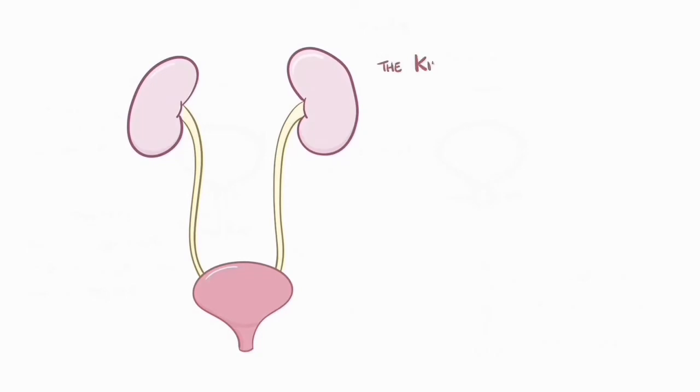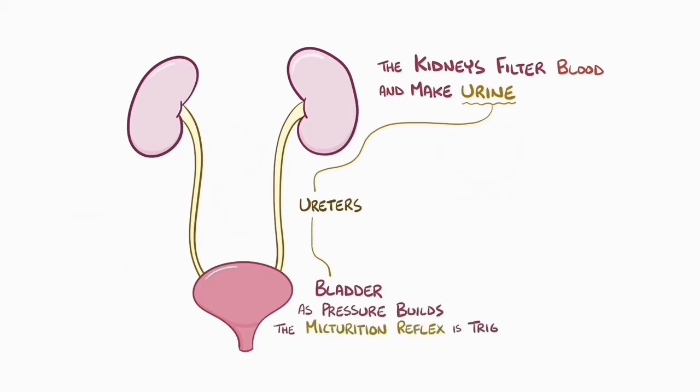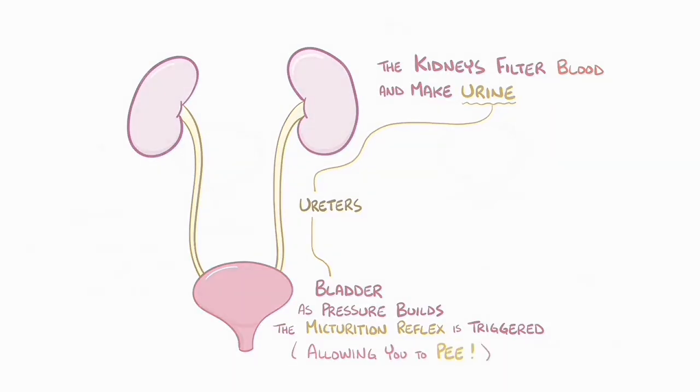As a quick recap, the kidneys' main function is to filter all of the body's blood about 30 times a day and to produce urine. The urine passes through the ureters into the bladder. As urine collection in the bladder increases the pressure on the bladder wall, the micturition reflex is triggered. This allows the flow of urine through the urethra and out of the body.